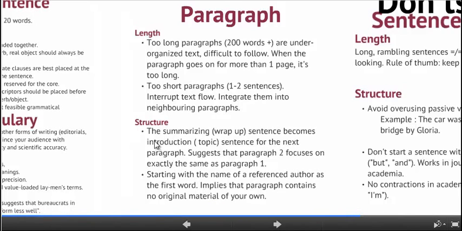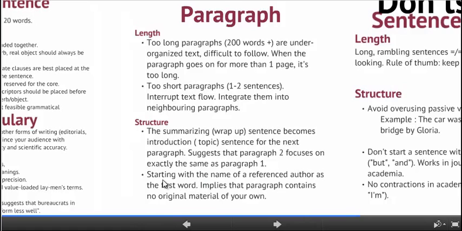Classic mistake here, particularly for too long paragraphs, is when a wrap-up sentence becomes an introduction sentence for the next paragraph. And what happens then is that it suggests to the reader that the next paragraph is actually going to talk about exactly the same thing as paragraph 1. So that's a good rule of thumb for you to keep in mind when you're trying to root out this kind of mistake during editing. It's a classic problem.